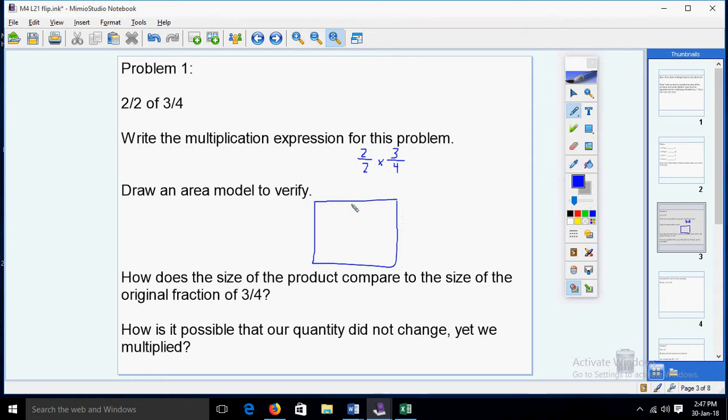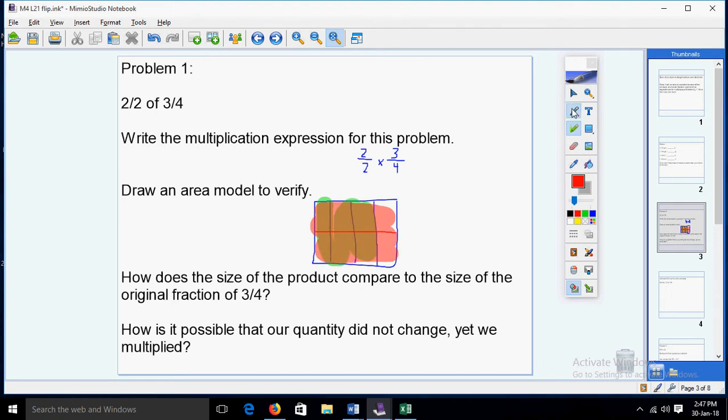All right, I'm going to start with 3/4. So here's 1, 2, 3, 4. I'm going to go ahead and highlight 3 of them. Okay. Then I'm going to come the other way. Now I'm showing 2 halves. So I'm going to go ahead and show it in halves. And then it's a little bit different, right? I'm going to show 2 halves. Well, I get to shade the whole thing. Right? 2 out of 2, I'm shading everything.